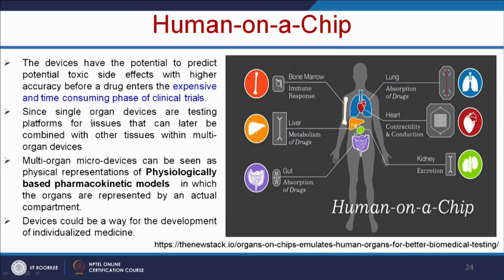Since the single organ devices are testing platforms for tissues, they can later be combined with other tissues within multi-organ devices. Here the multi-organ microdevices can be seen as the physical representation of physiologically based pharmacokinetic models, in which the organs are represented by an actual compartment. And these devices could be a way for the development of individualized or personalized medicine.